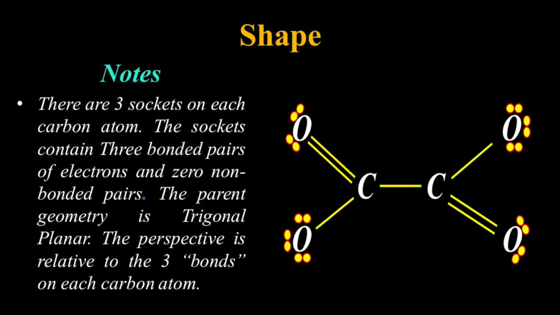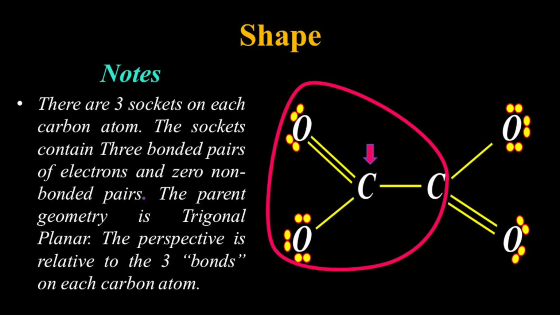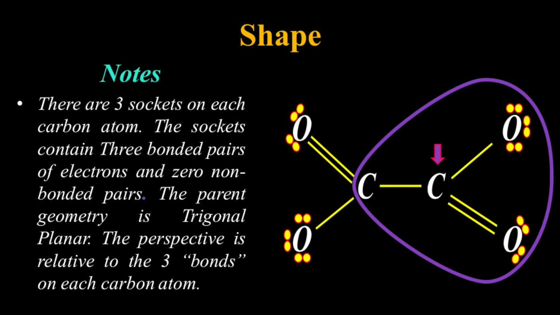There are 3 sockets on each carbon. The sockets contain 3 bonded pairs of electrons and 0 non-bonded pairs. The parent geometry is trigonal planar. The perspective is relative to the 3 bonds on each carbon atom. That's the perspective that you're going to look at. So what is the geometry relative to that? So here's the red. The arrow points to the carbon, that's the central carbon, and that one as well.